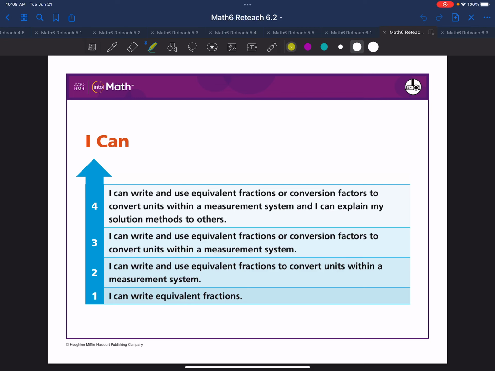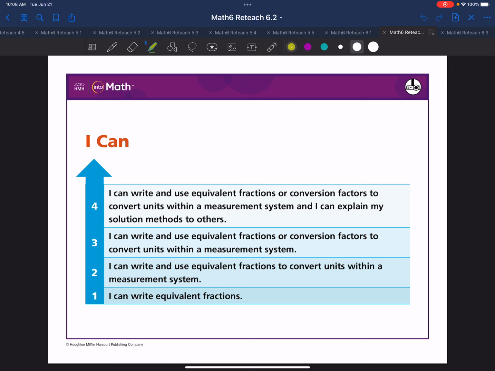Today we will review 6th grade math lesson 6.2. This lesson will cover using rate reasoning to convert within measurement systems. Here is your I can statement.